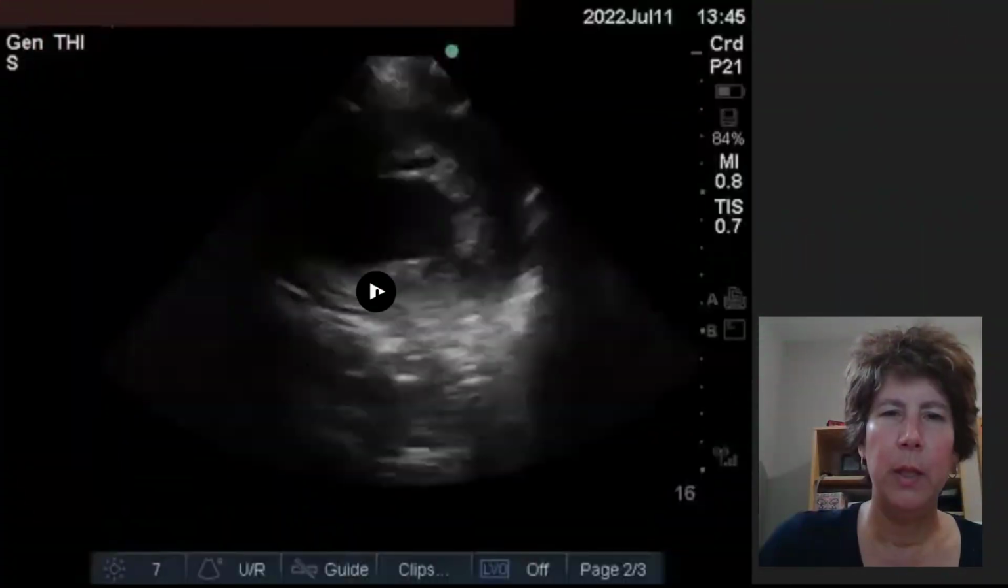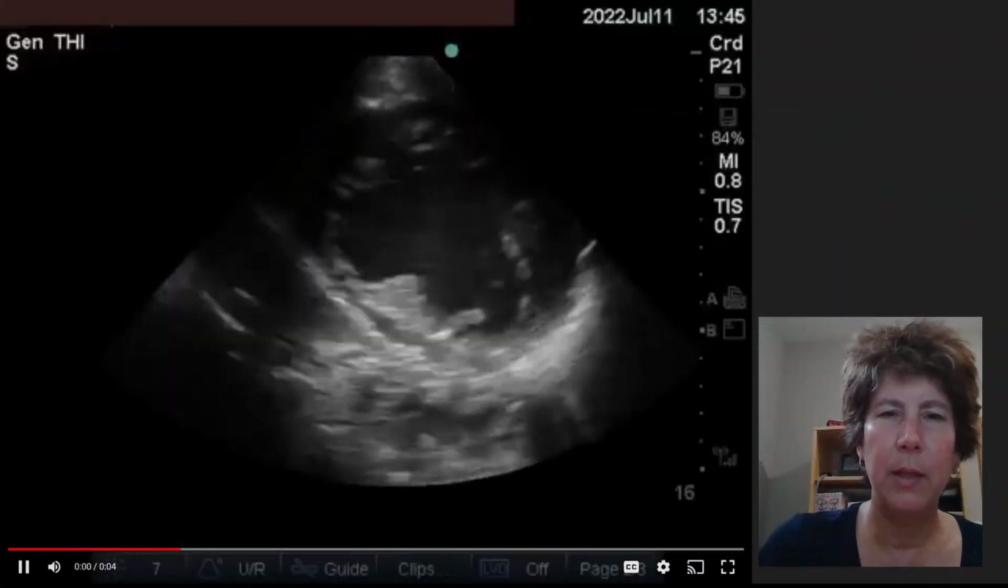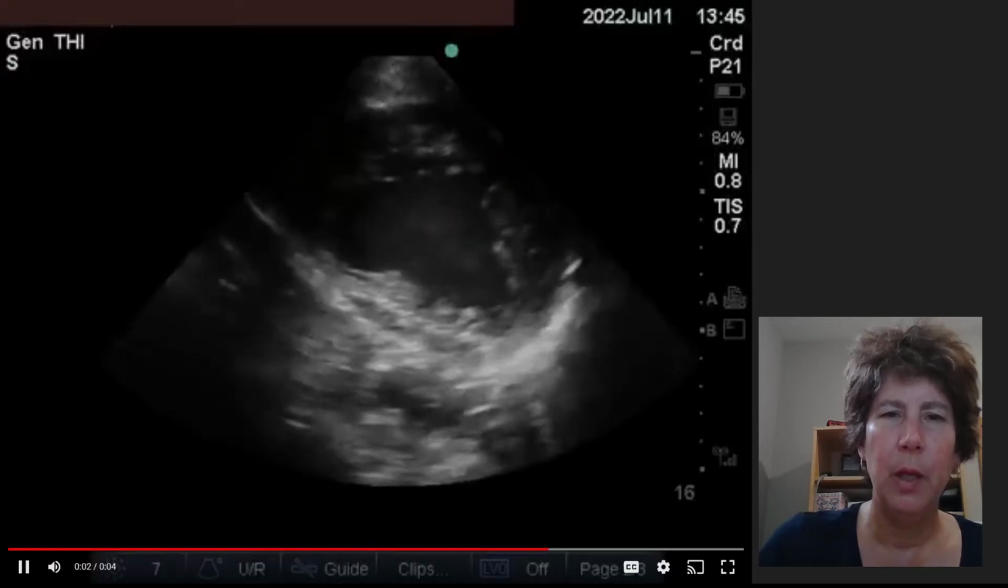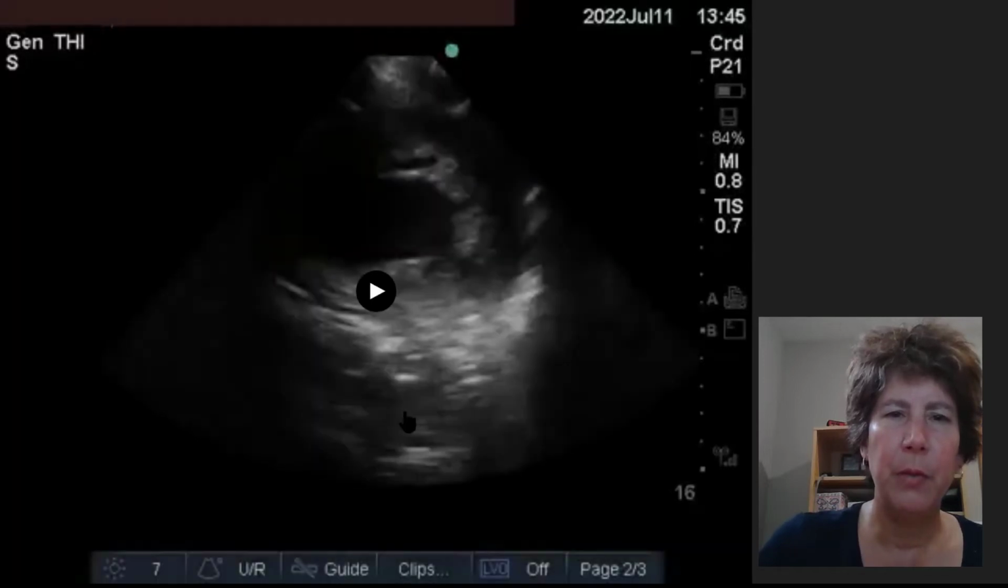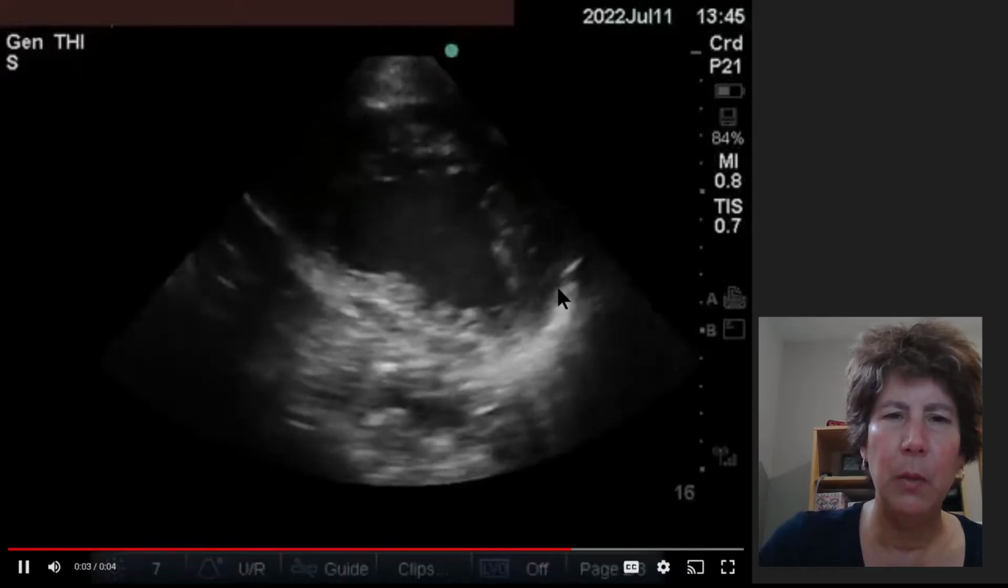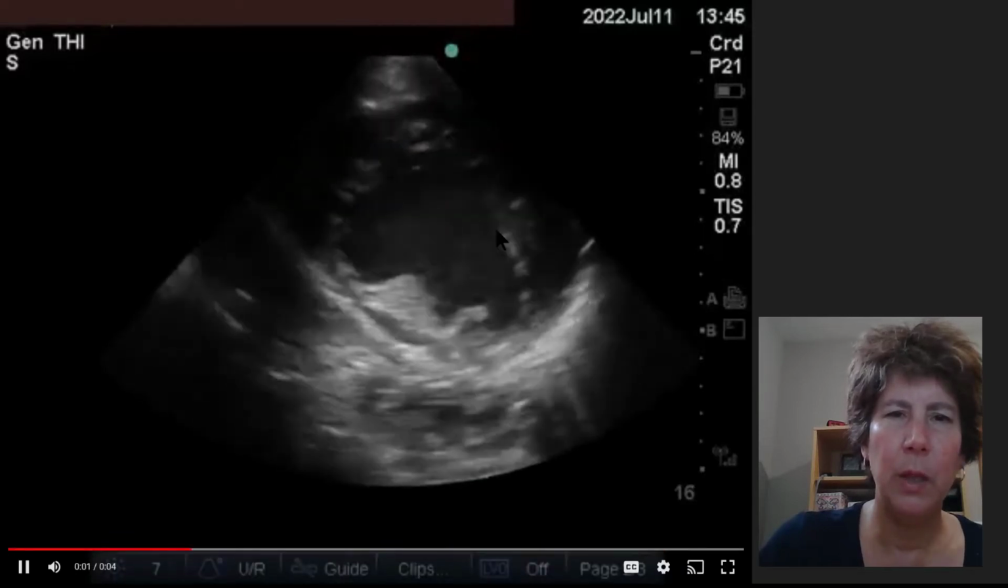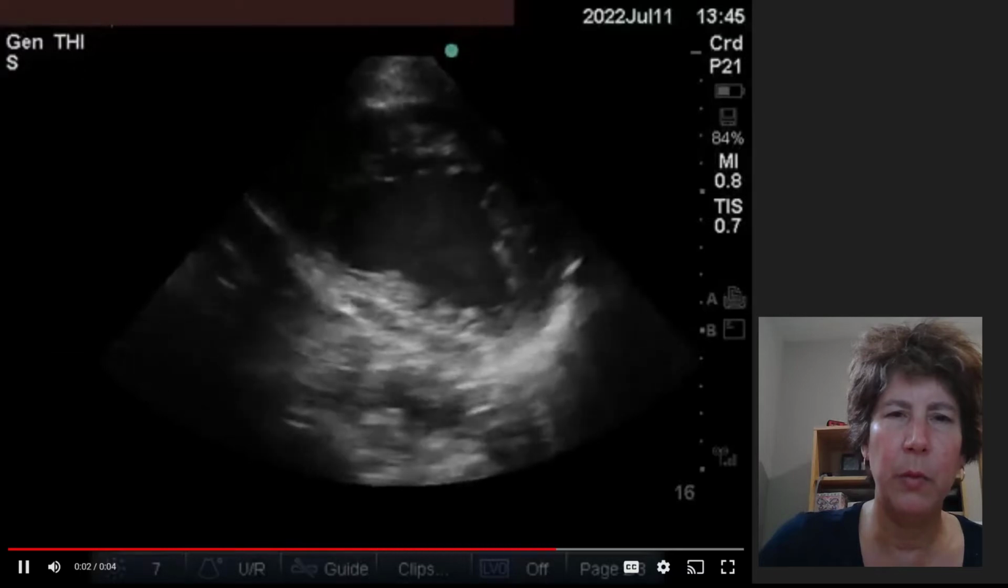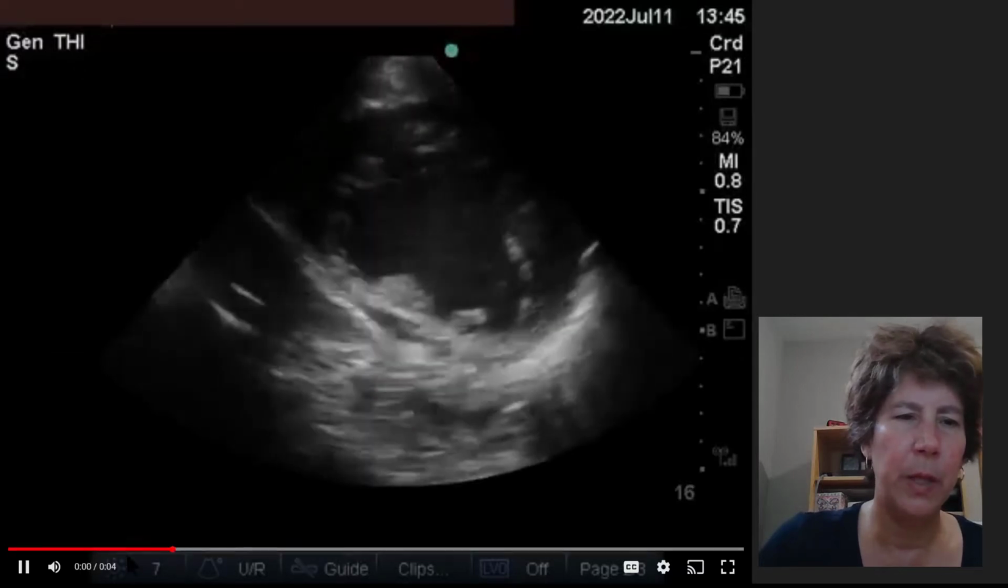So our next view was a parasternal short axis. It wasn't a perfect view, although you could get some information from it. Mostly what I'm seeing here is that really only the lateral wall is moving. The rest of this looks pretty dead in the water.